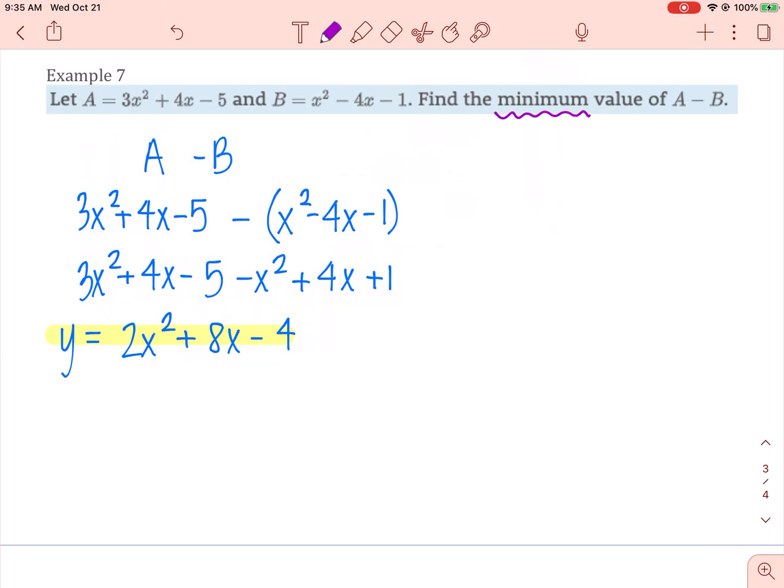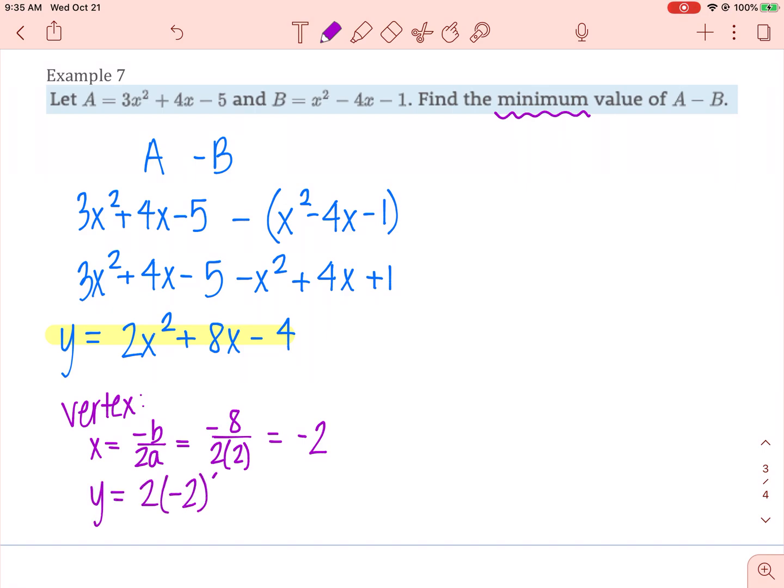Let's find that vertex. So, completing the square is always an option as well, but let's make our lives a little easier. It would be negative 8 over 2 times 2, so that x value will become negative 2, which means the corresponding y value, when I plug it back in, make sure you square, I'm getting negative 12.